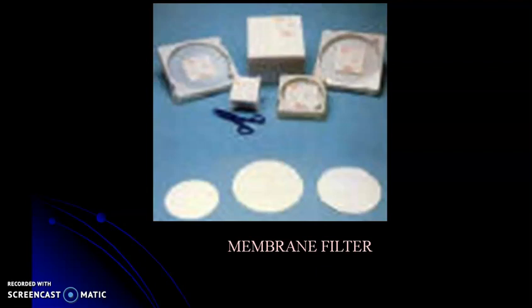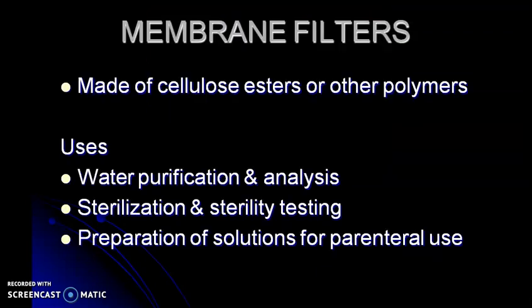These circular filters are porous membranes a little over 0.1 millimeter thick. They are made of cellulose acetate, cellulose nitrate, polycarbonate, polyvinylidene fluoride or other synthetic materials. A wide variety of pore sizes are available, but the most widely used is 0.2 micrometer in diameter, and they are used for water purification and analysis, for sterilization and sterility testing.